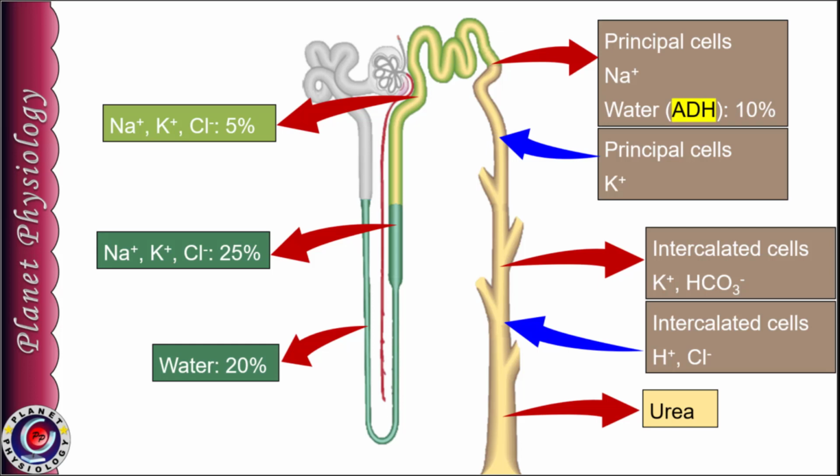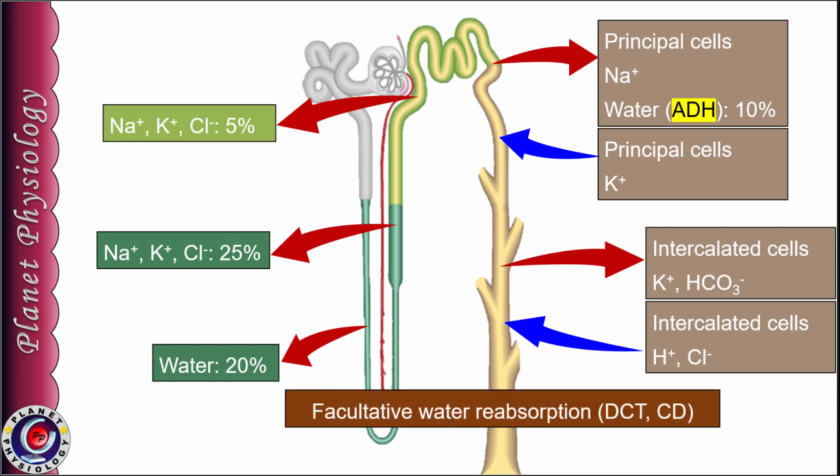Each of these segments has specific transporters which can be blocked by specific diuretics or stimulated by certain hormones and drugs. Water reabsorption from distal tubules, collecting ducts and the medullary ducts is called facultative water reabsorption. That's all about the role of various segments of the renal tubules in urine formation. In the next part, we shall discuss regulation of tubular reabsorption and secretion processes.